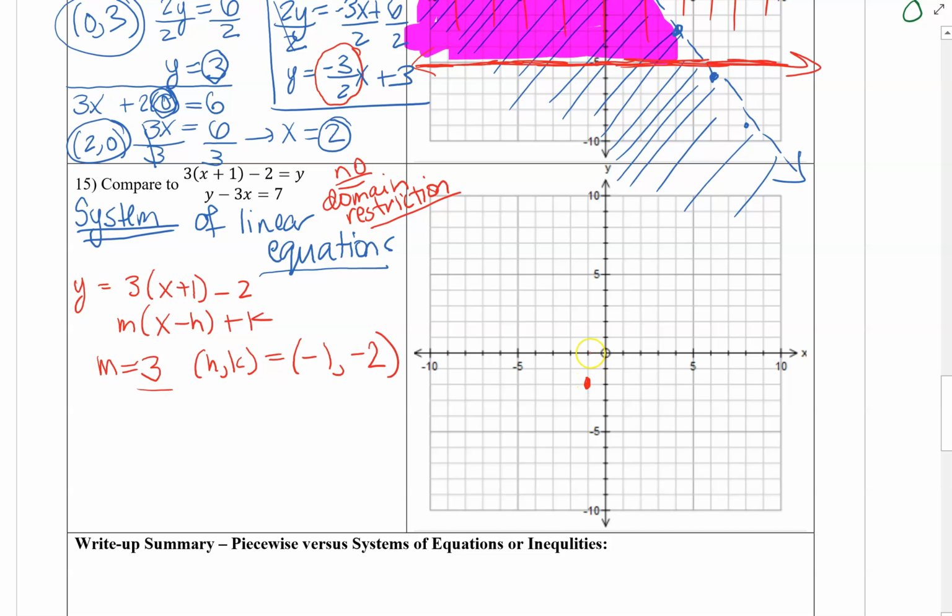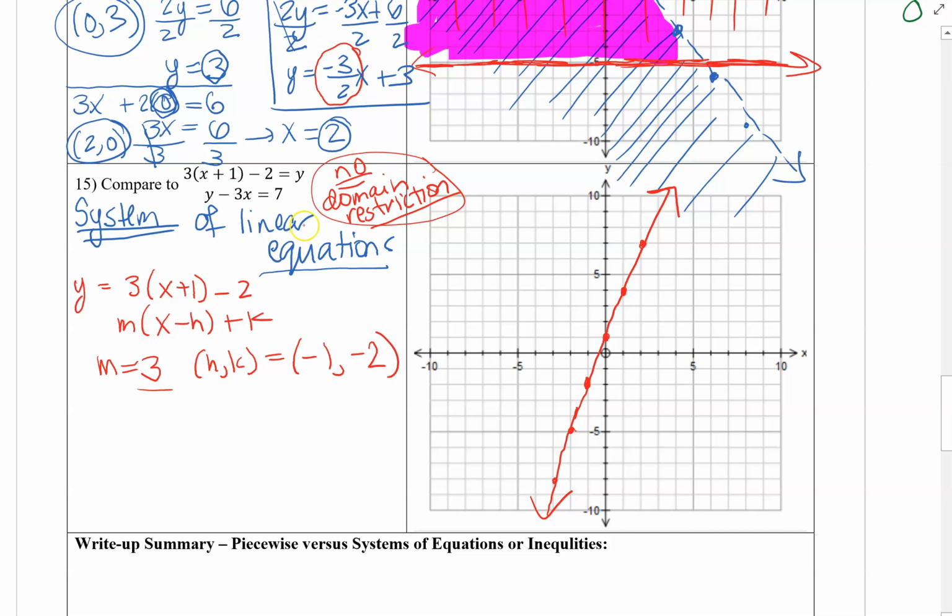And then I'm going to go ahead and do the slope of 3. So I'm going to go up 3 and over 1, up 3 and over 1. And I can go backwards a little bit too. Down 3 and left 1, and so on. And I graph the full line. I'm not graphing a ray or a segment. I'm graphing the full line because there's no domain restriction.